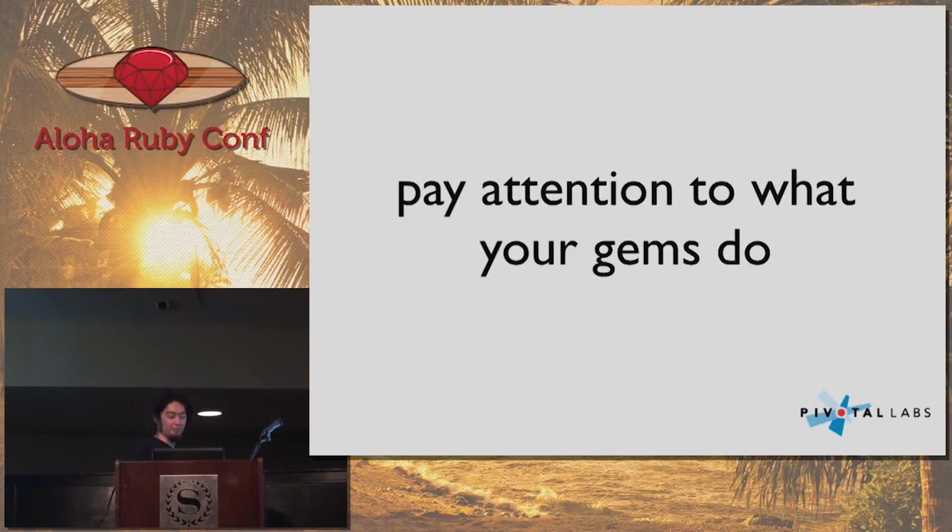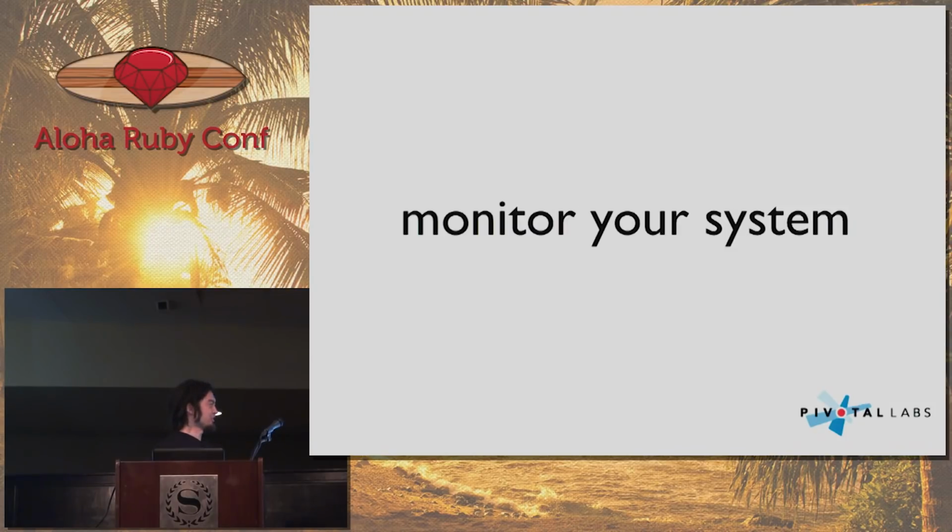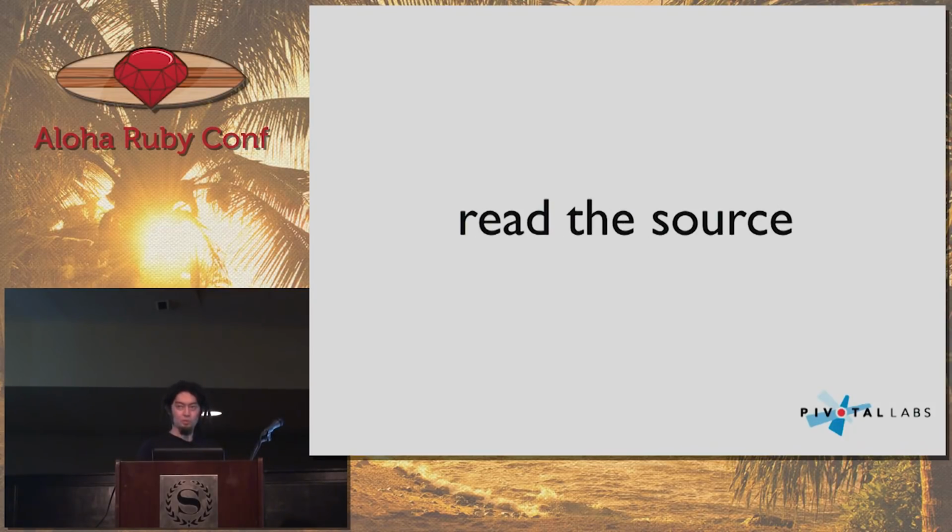Pay attention to what your gems do. If you're installing a gem with RSpec matchers, they shouldn't be using C extensions. Monitor your system. Little Snitch and fseventer are the two that I talked about. Those are good tools to use. And read the source. Not the one on GitHub, not the one that you see when you do the gem install, but by doing a gem fetch and gem unpack, read that source. If you did that on any of these gems, you'd catch these things.